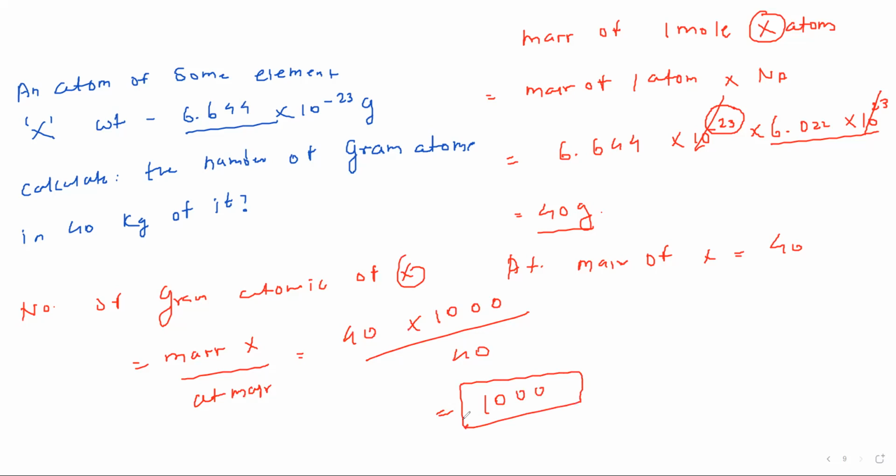If you attended my first session, there the gram atomic mass was given, where no unit is given, right? Gram got cancelled. So 1000 will be the answer. So what are gram atoms? The number of gram atoms is equal to mass of X upon atomic mass. The atomic mass is 40 here, because we just have to find it from here.